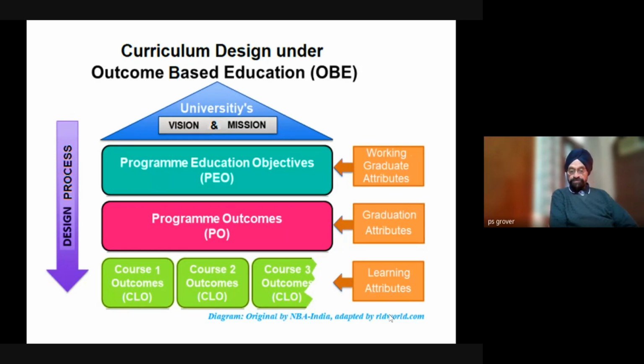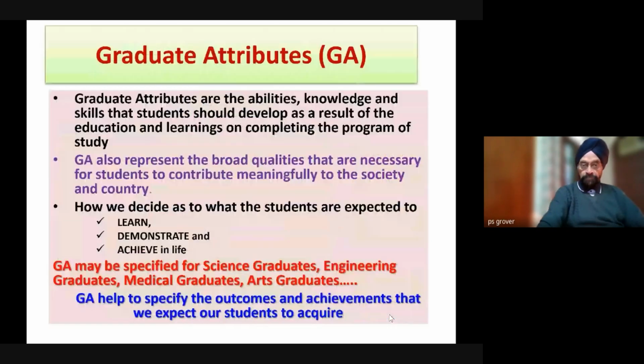Now, what are the courses which will help us to achieve those program outcomes? There will be course learnings. All these things are required to be understood and considered while designing the curriculum. In other words, these, as we call them PEOs, program outcomes, course outcomes, and graduate attributes, contribute toward the design of the curriculum. Now I'm going to explain all these things to you.